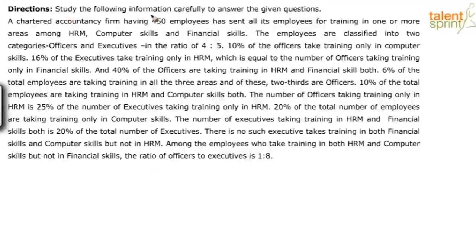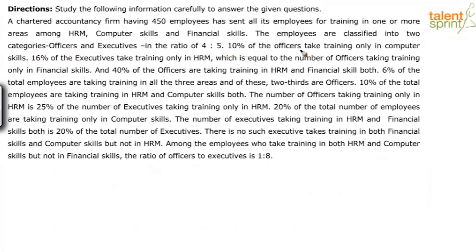Study the information carefully to answer the given questions. Okay, now see what the data is about. A chartered accountancy firm having 450 employees has sent all its employees for training in one or more areas among HRM, computer skills, and financial skills. The employees are classified into two categories, officers and executives, in the ratio of 4:5.